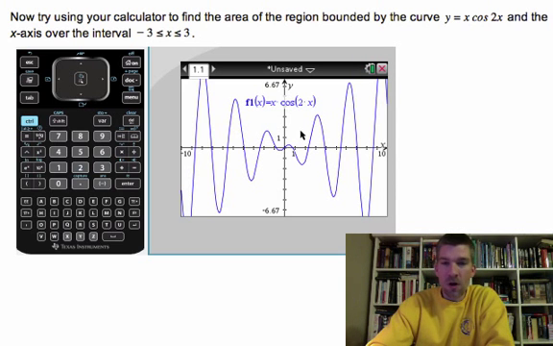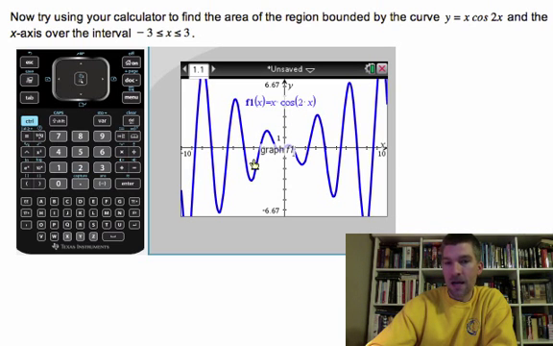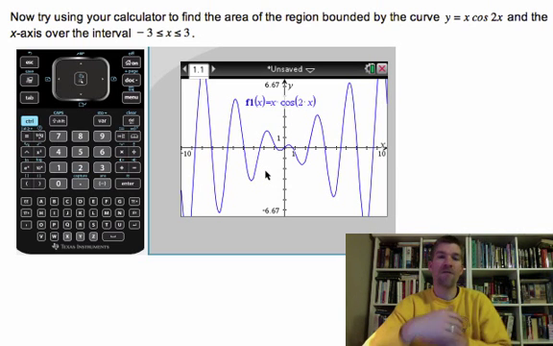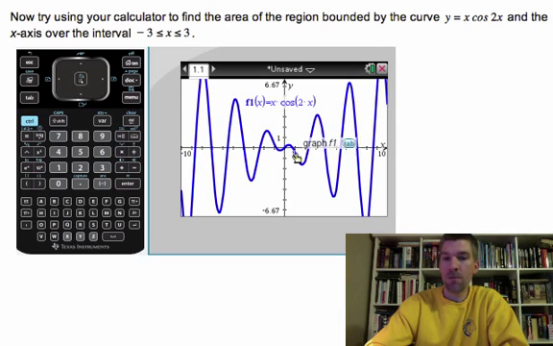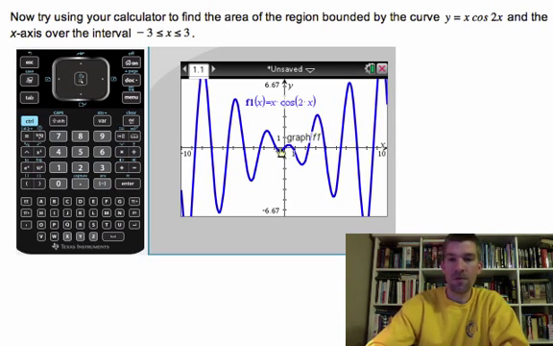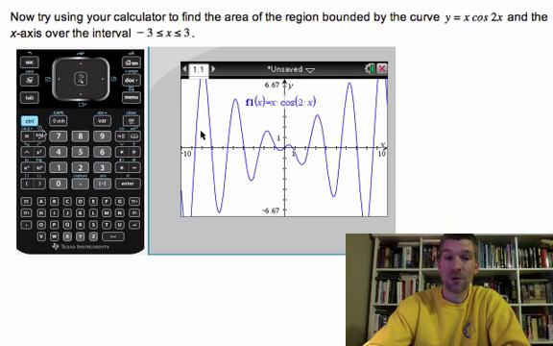Well, if you'll notice on this graph, I've got area above the x-axis, I've got area below the x-axis, and if I'm looking for total area, what happens with this is they cancel each other out. So if I'm above here and below here, that would be 0, and then above here and below. So I want total area, which means that I need absolute value.